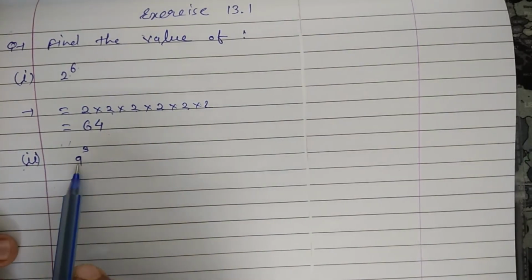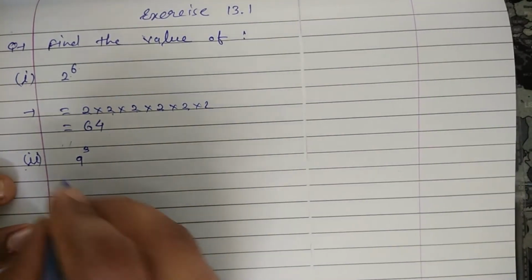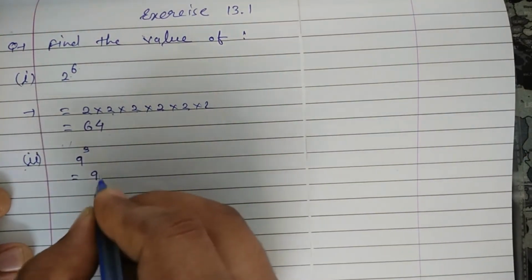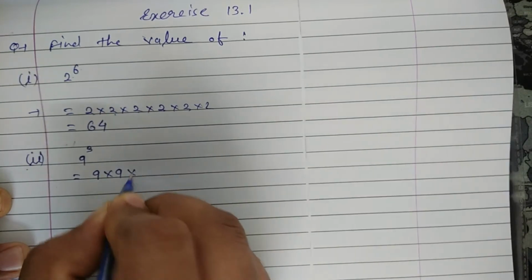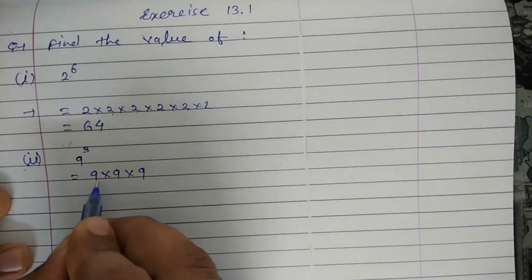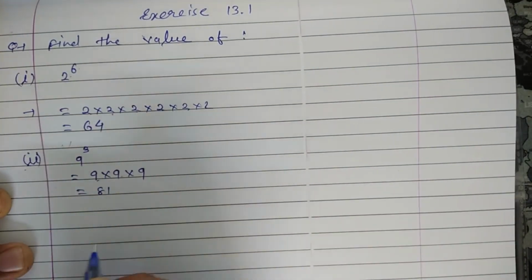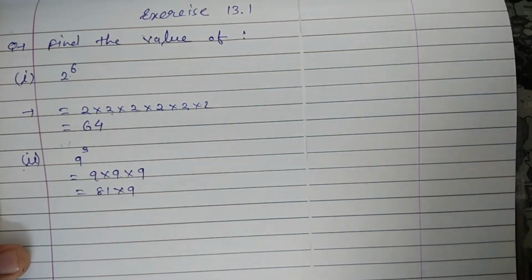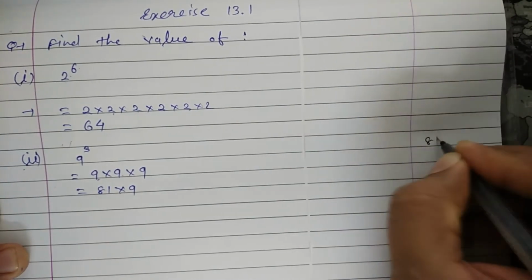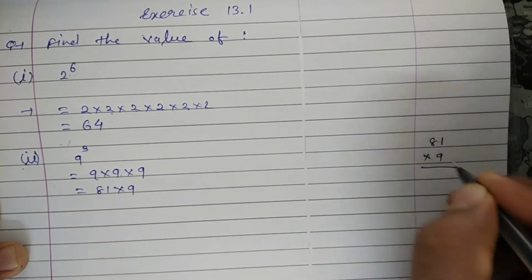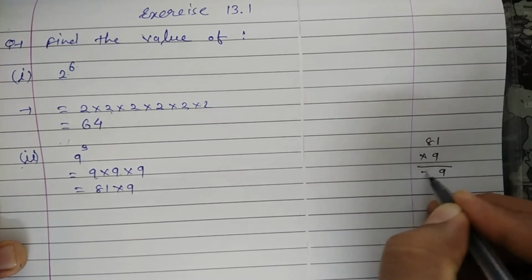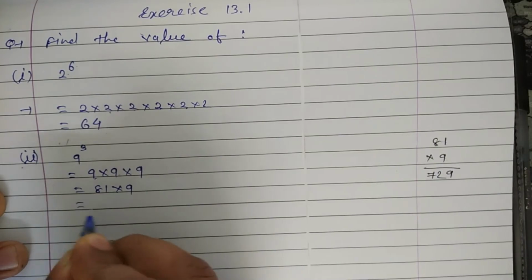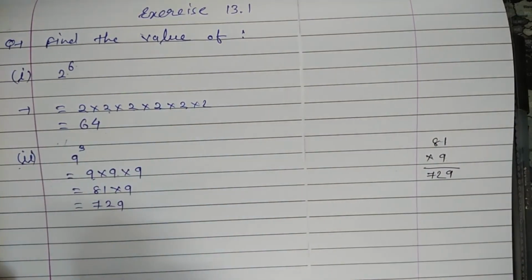Next, 9 raised to the power of 3. We will simplify it. That is equal to 9 multiplied 3 times, that is 9 multiplied by 9 multiplied by 9. 9 9s are 81. 81 multiplied by 9. So here quickly we will do this multiplication. 81 multiplied by 9. 1 9s are 9. 8 9s are 72. So the answer is 729.